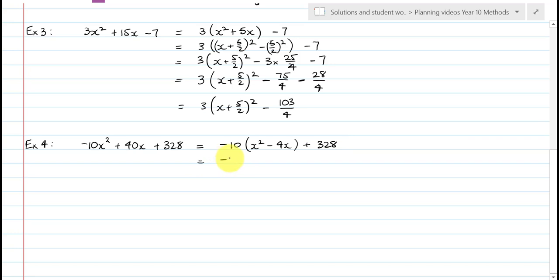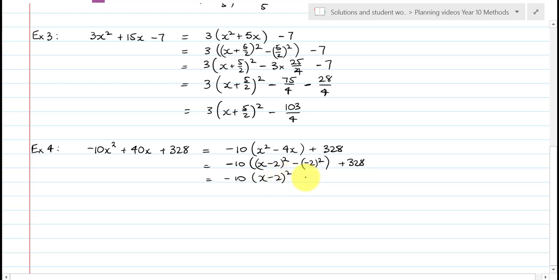Now I complete the square on the inside term. Negative 10 times x minus 2, being half of b, squared, and then minus negative 2 squared, plus 328, and this is negative 10, and in fact I'm going to do the two steps in one again here. So negative 10 expanding out times x minus 2 squared, and then negative 2 squared is 4, so it's negative 10 times negative 4, which is positive 40, plus 328, and this is negative 10 times x minus 2 squared plus 368. And whilst that looked harder, it was actually easier than example 3 numerically to deal with, so you know that's a good thing. So there you have it, completing the square on non-monics.